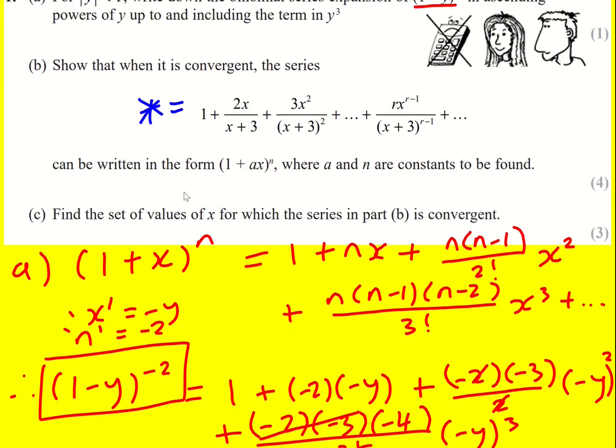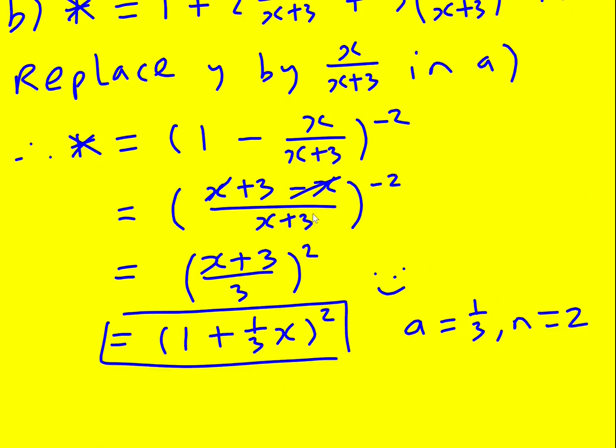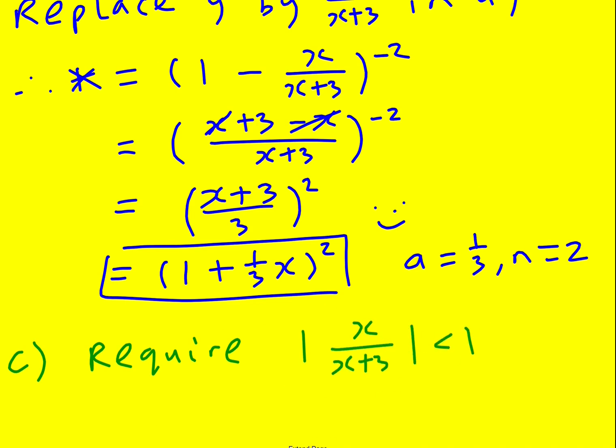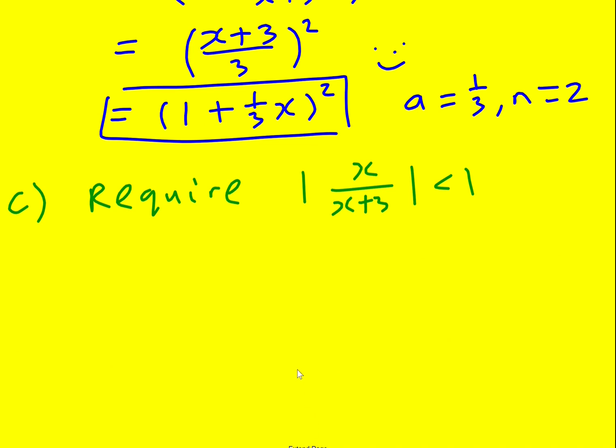Now remember it said, show that when it is convergent, and part C says find the set of values for x for which it is convergent. And remember that we had the modulus of y is less than 1, so we require that the modulus of x/(x+3) is less than 1. Now, maybe there's more than two ways, but I'm going to go through two ways of which we could now deal with this. The way that I did it is I wrote it as an inequality.